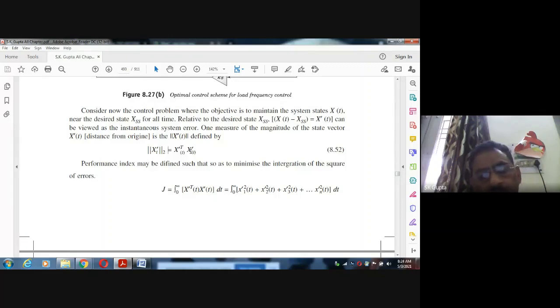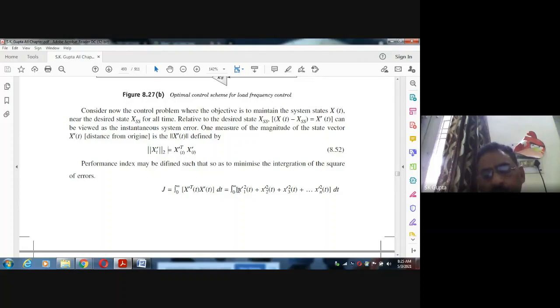Now the thing is, if there are some system states x1, x2, x3, up to x9, and from practical experience we know the importance of frequency is more in comparison to the others. You have seen in the two area system that the frequency signal is taken and given as feedback, and its impact is more in comparison to other system states. So if with experience we understand that some of the states have more weightage than others, then we can include that weightage here.